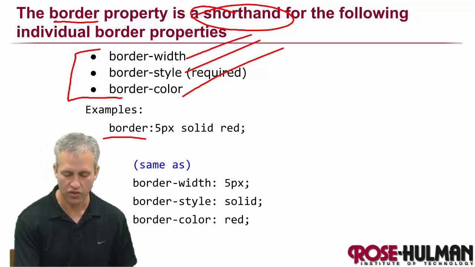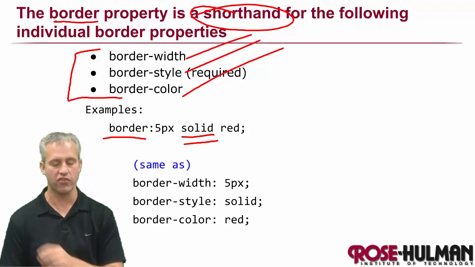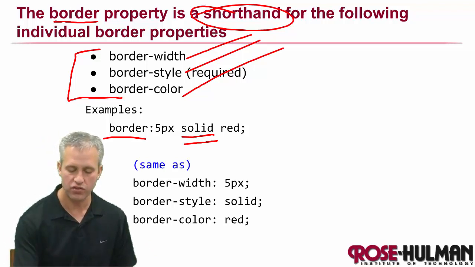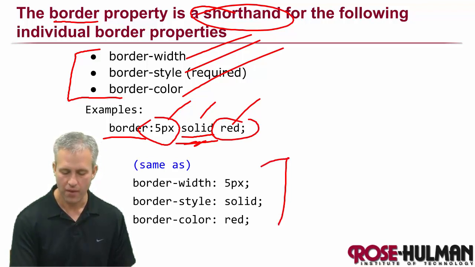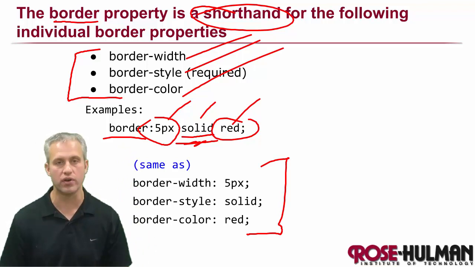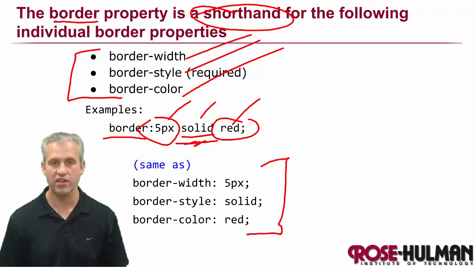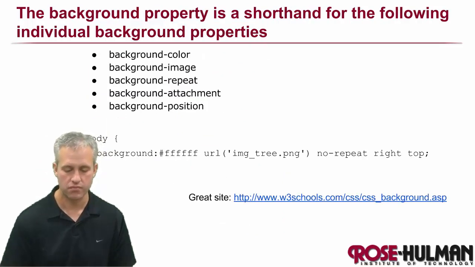The style is actually required. It's the only one that's required, so solid or dashed or something like that. But then you set them in the order of width, and then style, and then color. So here we've got a 5-pixel wide, solid red border, and you can see that that shorthand is the same thing as specifying all three independently. That's border. Pretty simple. You're going to see some in the examples.